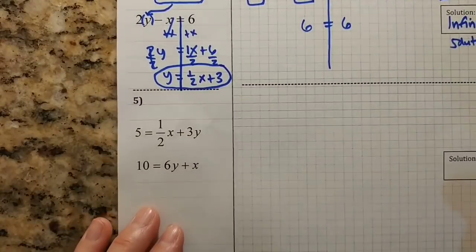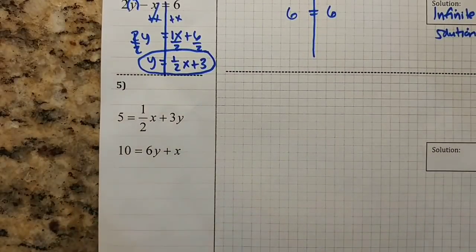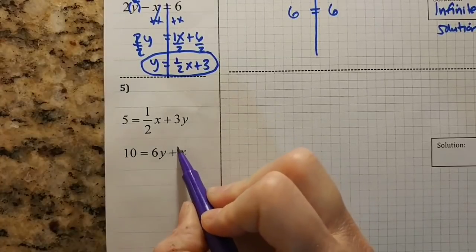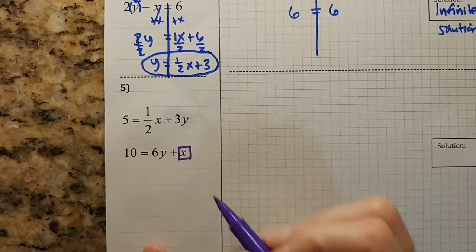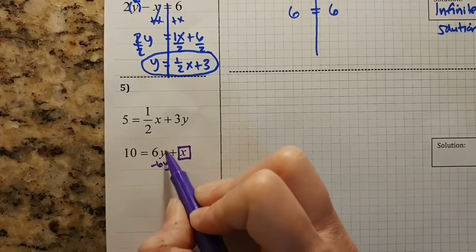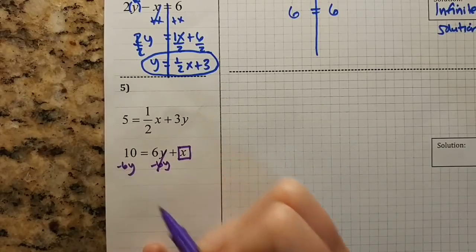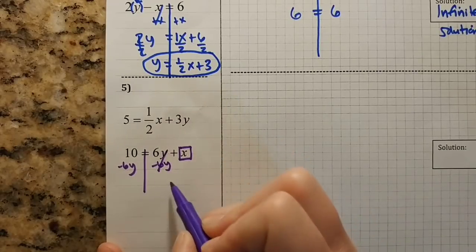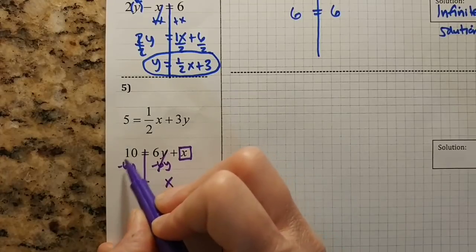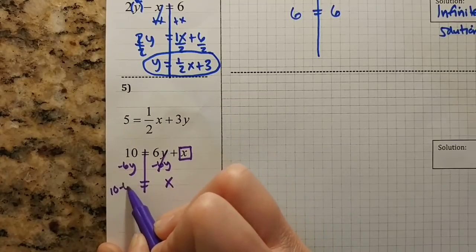All right, let's take a look at the last example. With the last one, it looks like we're going to have to isolate either the x or the y. Might be easier to look at the second one. Do you see how this x is right here kind of by itself? All we would have to do is take away the 6y. So let's do that. We'll take away 6y from both sides. That's going to give us x equals 10 minus 6y.